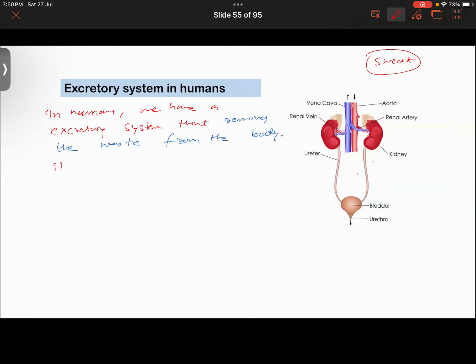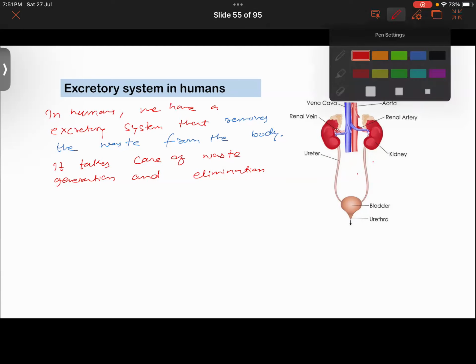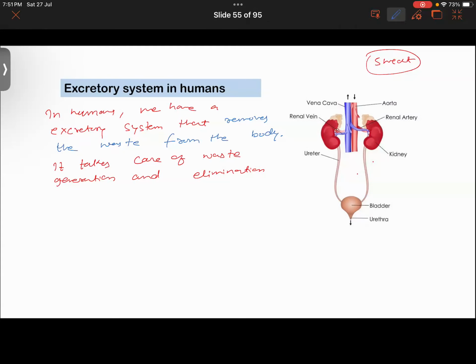Furthermore, you'll write down: it takes care of waste generation and elimination. How much waste is being generated and how much is being eliminated, all of it is controlled and coordinated by the excretory system. Furthermore, this system in the human body is made up of the following main parts.